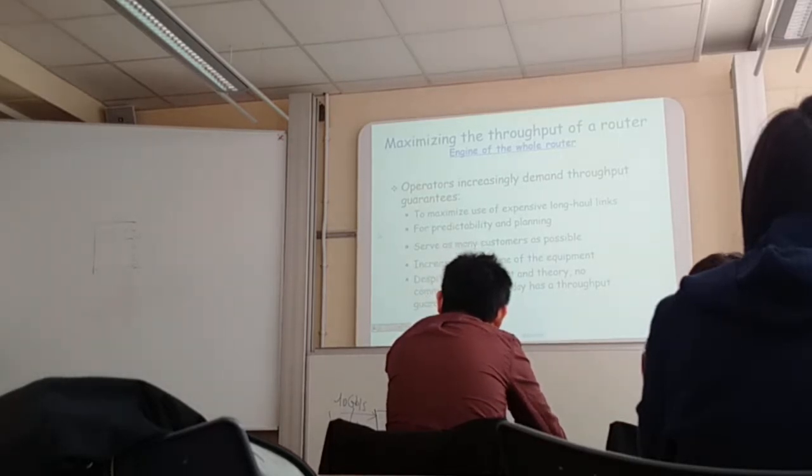If you want to have a guaranteed throughput router, you may need a very expensive one, for example, an output queue switch. And we'll look at these. Now, unfortunately, despite lots of efforts, in theory, there is no commercial router today that has a throughput guarantee. The commercial ones would always tell you it's 100 gigabit per second aggregate capacity, but in reality, you won't achieve that.